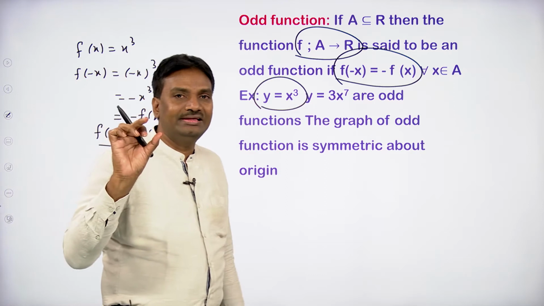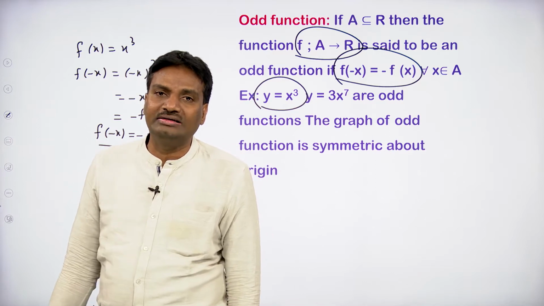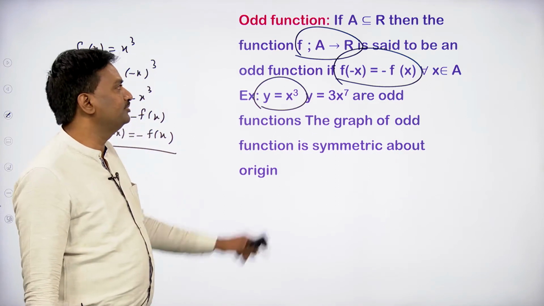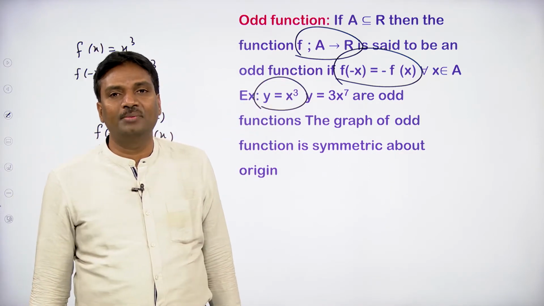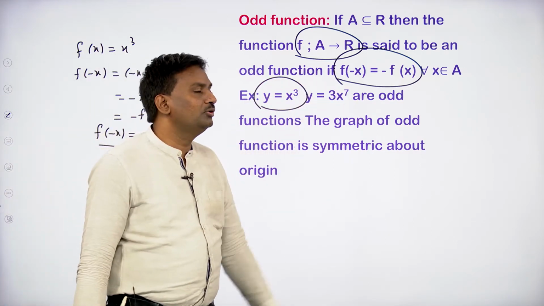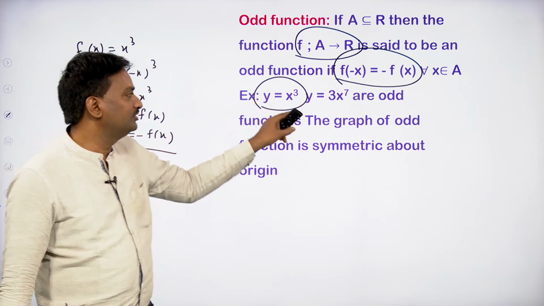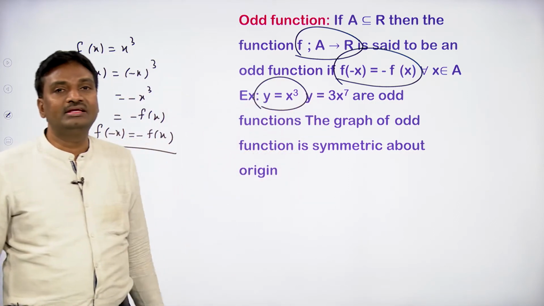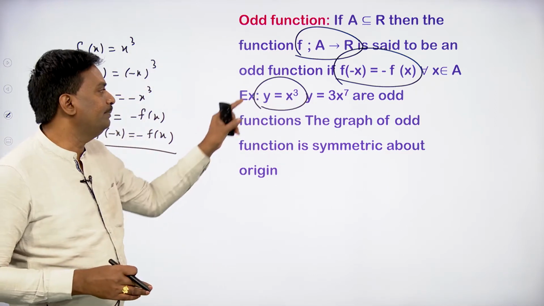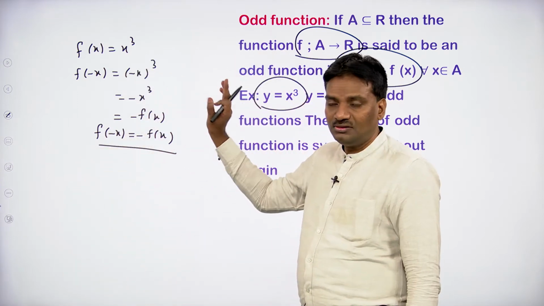Let us suppose that A is any subset of capital R, the set of all real numbers. Now the function f maps A to R is said to be an odd function if f of minus x equal to minus f of x for all x belongs to A. If we suppose the function is f of x equal to x cube or f of x equal to 3x power 7, in place of x by writing minus x we are getting minus f of x.